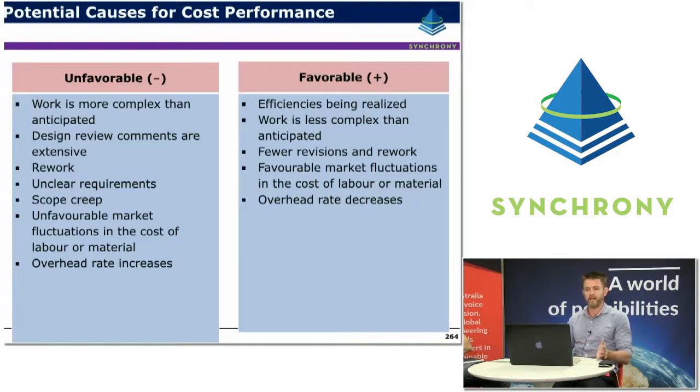Once again, there is a wide number of potential causes of favourable and unfavourable cost variances. We've listed some of them here. Unfavourable causes are work being more complex than anticipated, extensive design review requirements, rework, unclear scope creep, unfavourable market, overhead rate increases, for example. And favourable on the positive side, efficiencies being realised, work being less complex, fewer revisions and rework, favourable market fluctuations, and a decrease in overhead rates. And there's plenty others, I'm sure you could think of plenty of other sources of favourable and unfavourable cost variances.